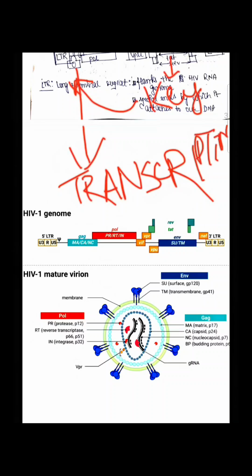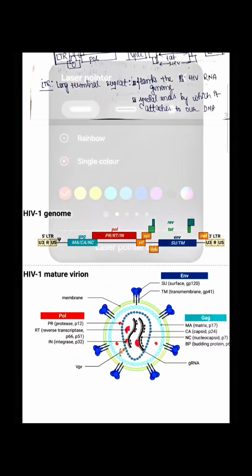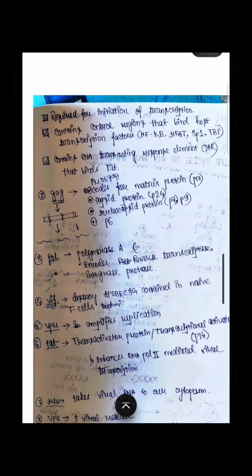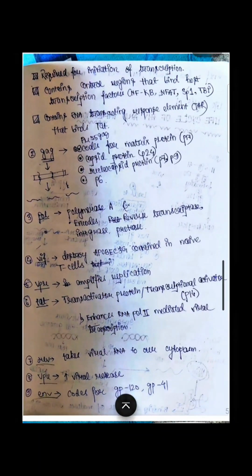Okay, now what happens is this TAR region is the one which helps in the active transcription of the HIV RNA virus, because once the transcription starts, it stops very soon. It takes very little time to stop. So when this TAT binds to the TAR region, the transcription process continues for long. Okay, so the lock and key theory can also be applied here.